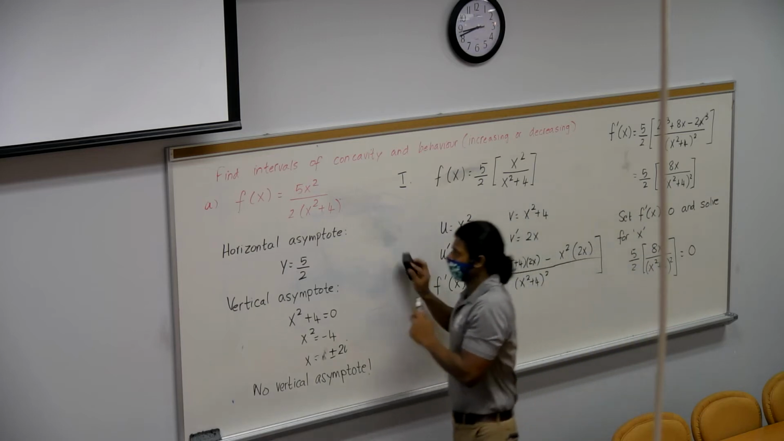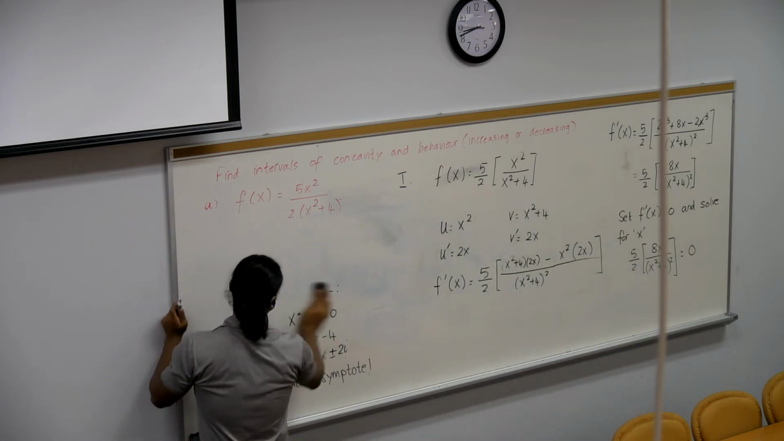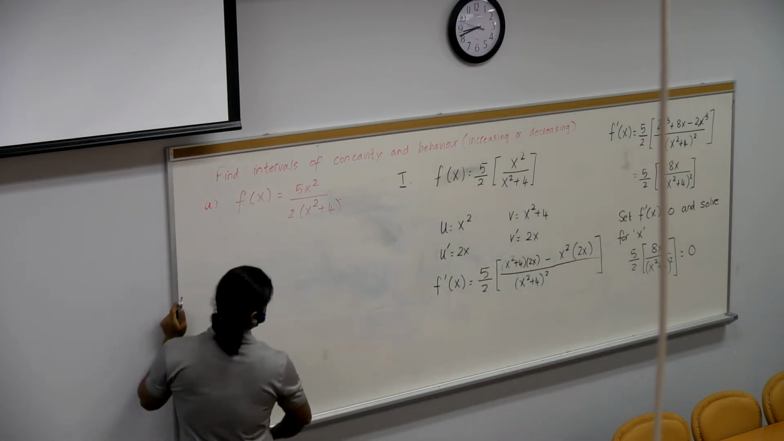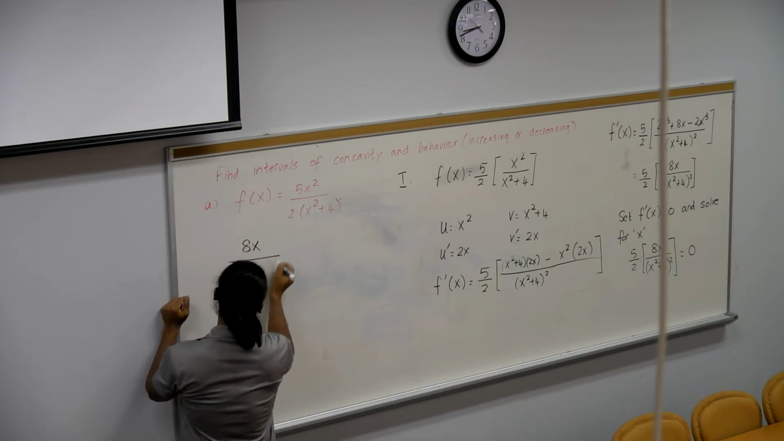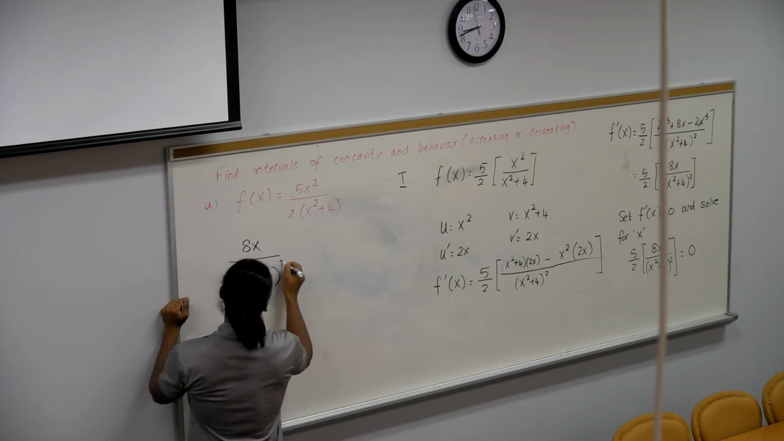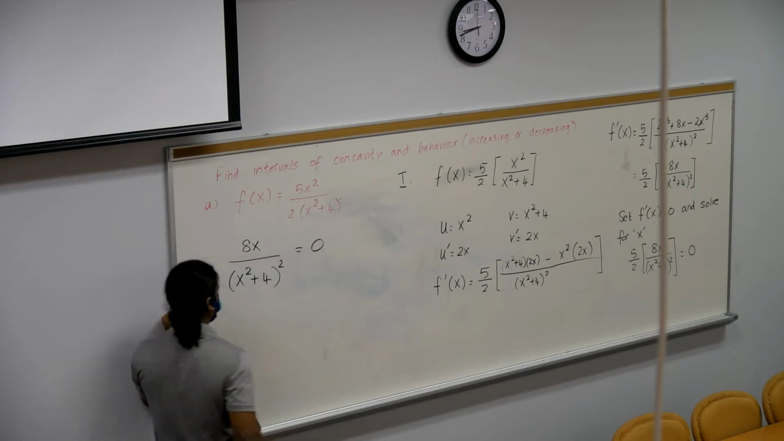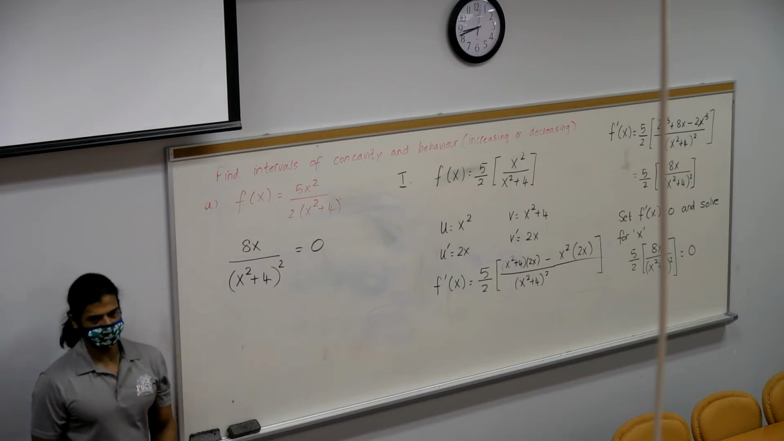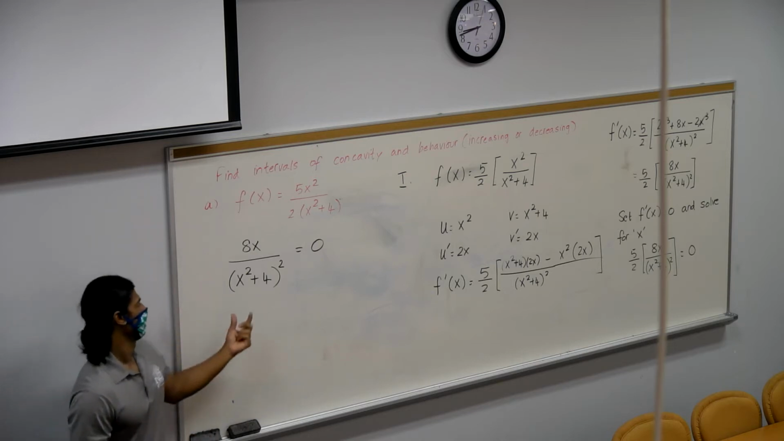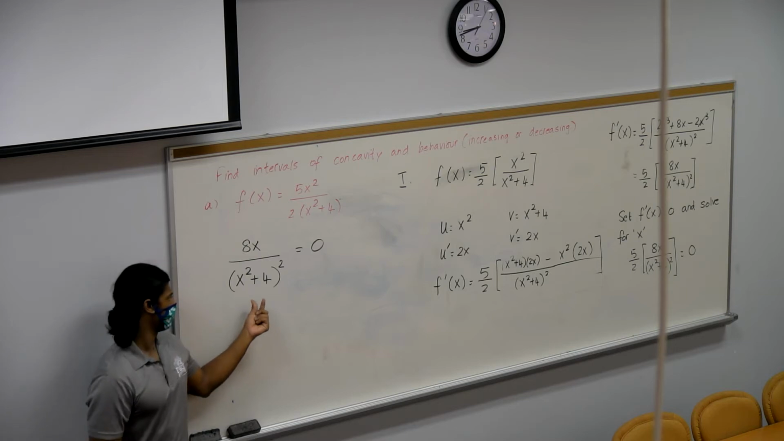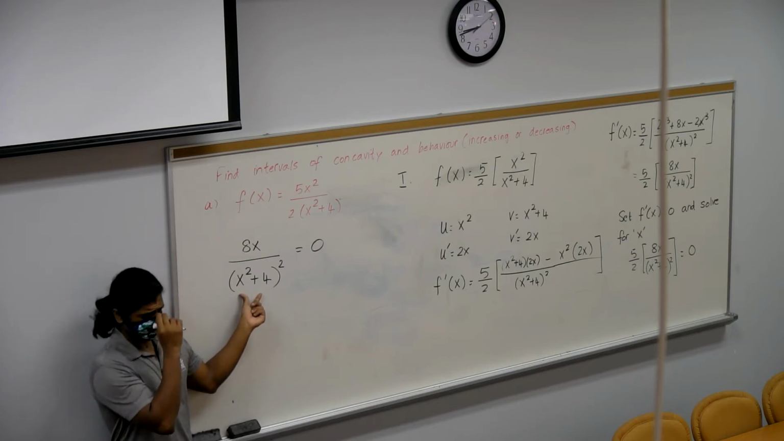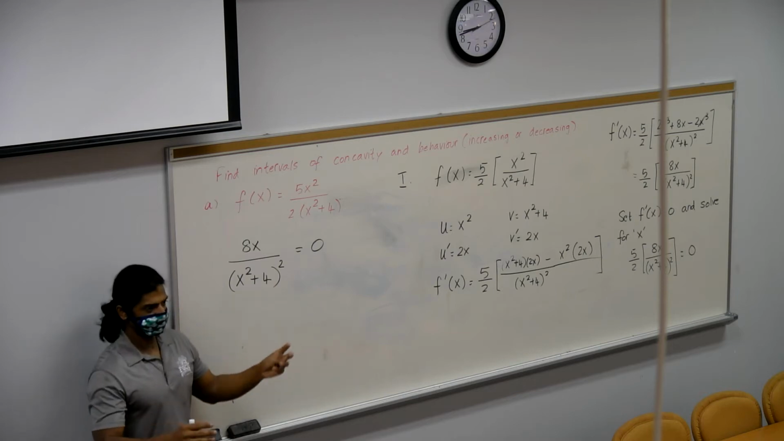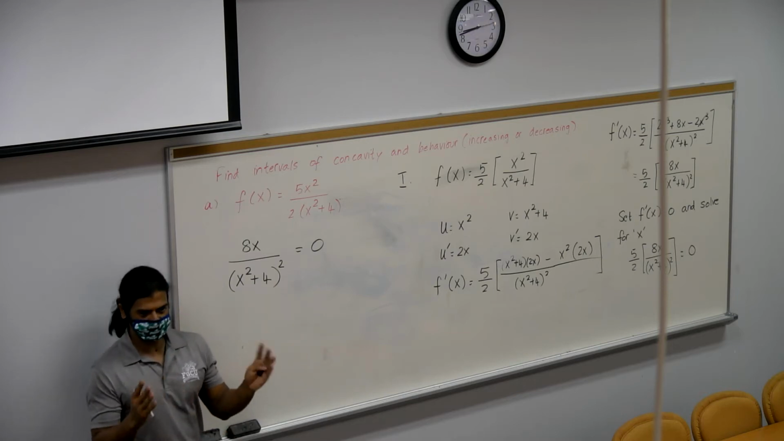So when I set that equal to 0, I would end up getting simply 8x divided by (x squared plus 4) squared equals 0. A word of caution: I have seen students waste time by trying to expand that by foiling. It is unnecessary.